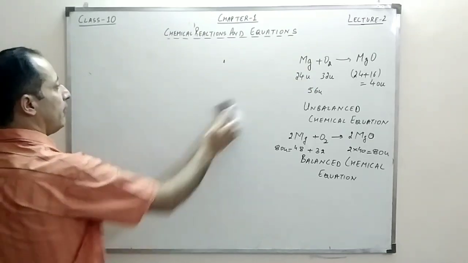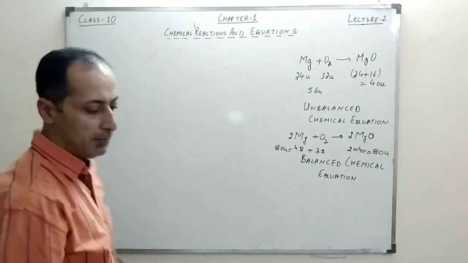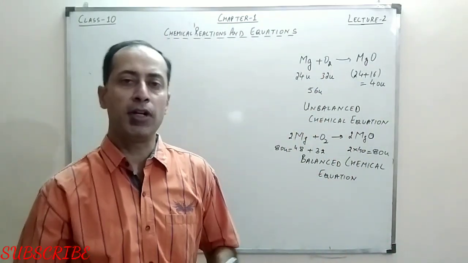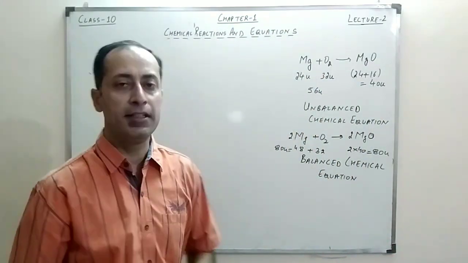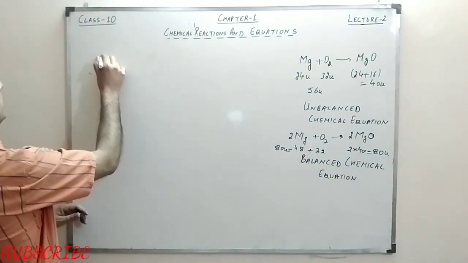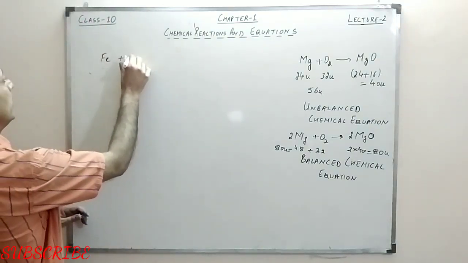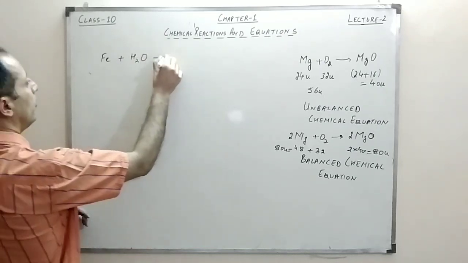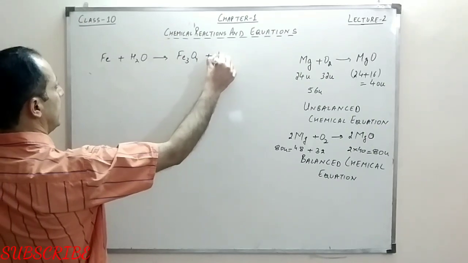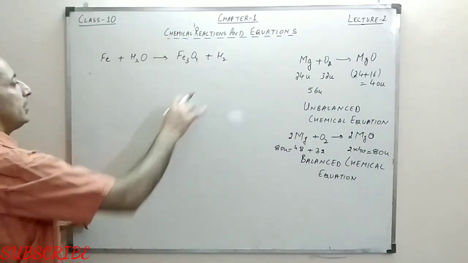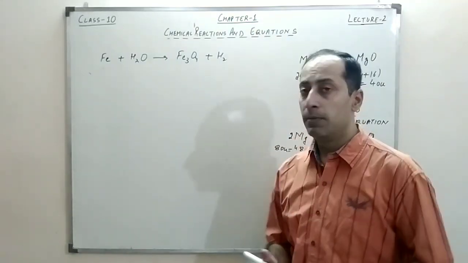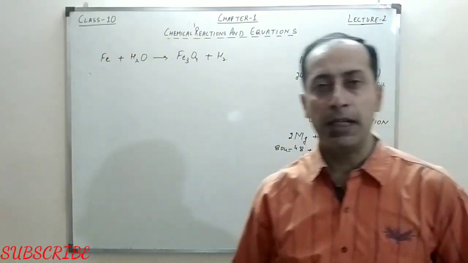In the beginning, you will have to follow a long method of balancing a chemical equation, but as you practice more equations, then you can directly do it as I have done in this question, right? So I take an example of iron reacting with water to form Fe3O4 plus H2.